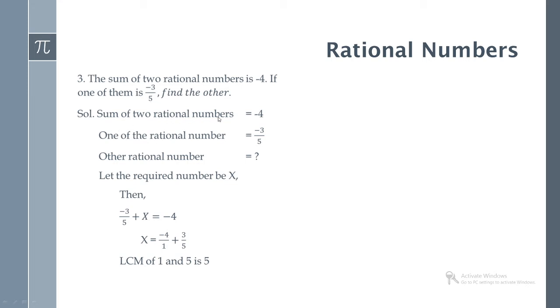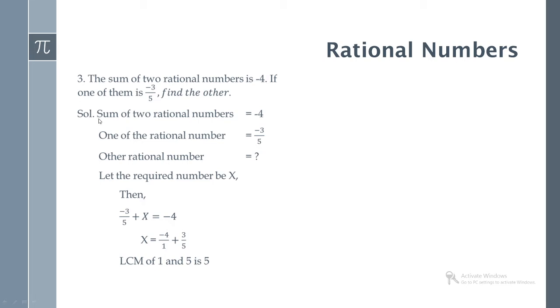Now, the sum of two rational numbers is minus 4. One of the rational numbers is minus 3 by 5. The other rational number we don't know. According to the question, what they have given we have written here. Now let the required number, the other rational number, be x.